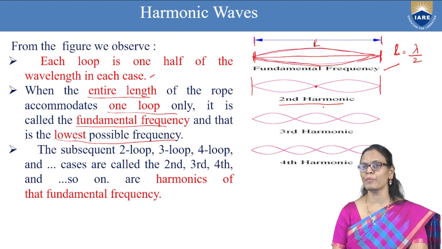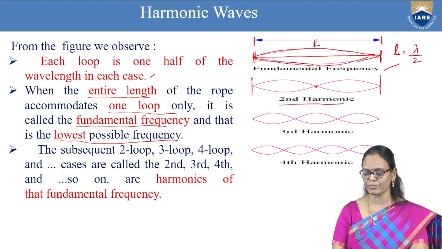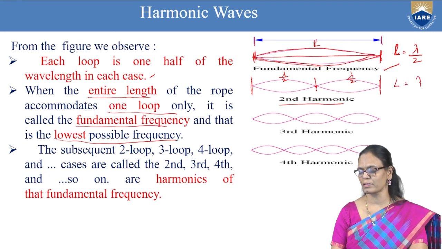And in the second harmonic, what we are having is two loops. So the distance between any two nodes is lambda by 2, and this is also lambda by 2. So L here is given by lambda.